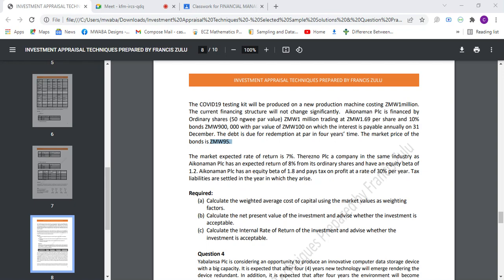Now they say they want us to express these as weightages. Are we okay with the calculation of the debt? Any queries?